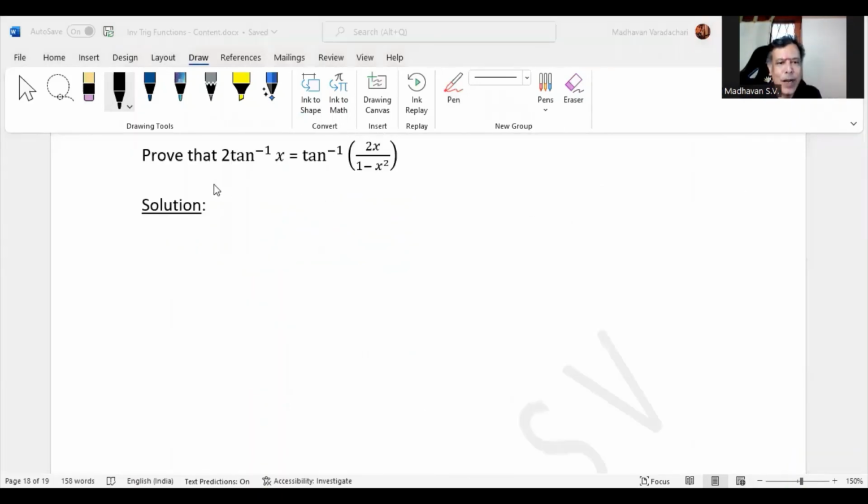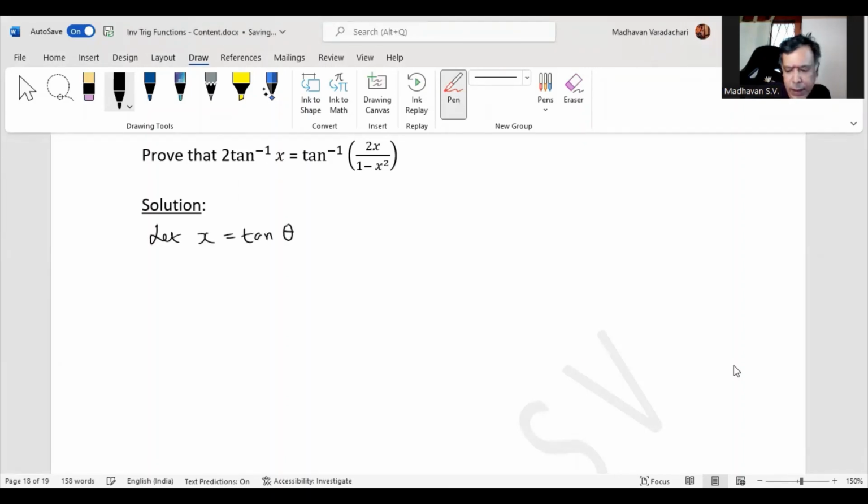In this, we need to prove that 2 times tan inverse of x is equal to tan inverse of 2x divided by 1 minus x square. First of all, let us assume x equal to tan theta, which means tan inverse of x is equal to theta. So our LHS will be 2 times theta. I'll call this equation 1. Now let us proceed with RHS.